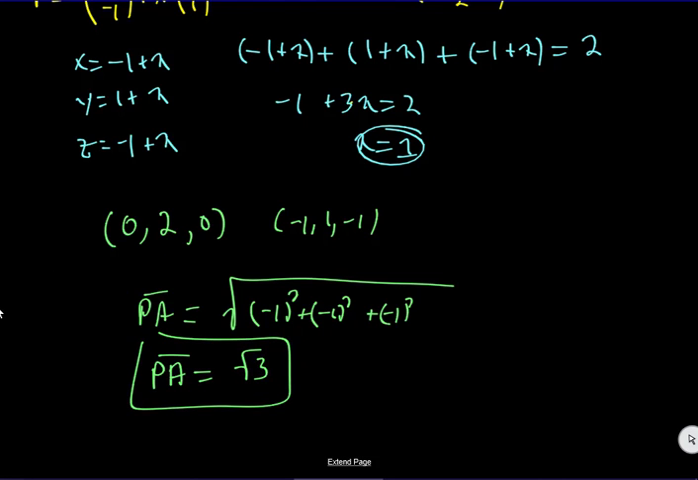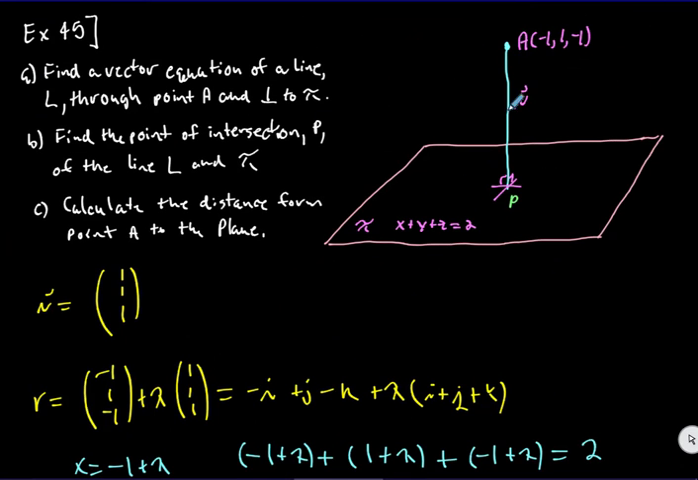And so up above, the distance from this plane to this point is always a perpendicular line, and we just found out this distance PA is root 3, which is the distance from here to the plane.